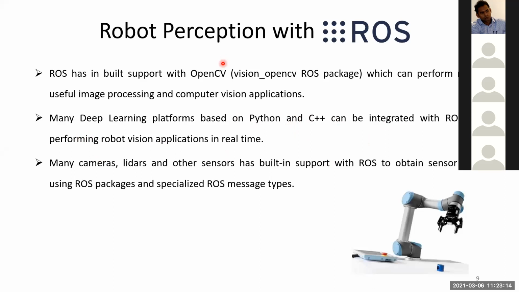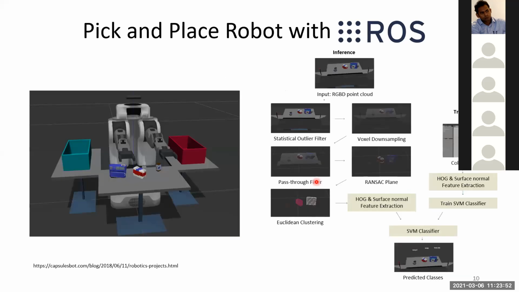The other important thing to note down is that the different sensors used for perception, such as cameras and lidars, have built-in support with ROS because they have specialized ROS packages. Those ROS packages are helpful to obtain sensor data using ROS topics with specialized ROS message types. So you can develop a perception system very easily with ROS because many sensors already have built-in support with ROS. So let's move on to some perception examples done with ROS.